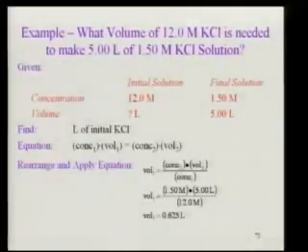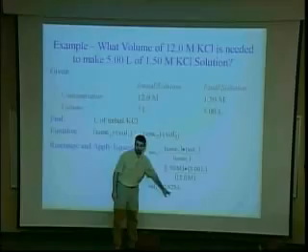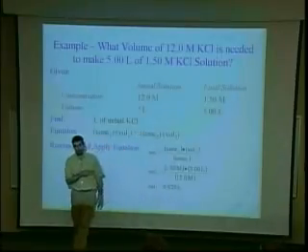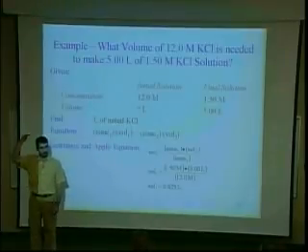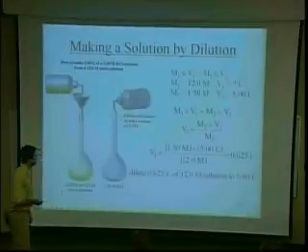So what does that mean? If you now have calculated V1 to be 0.625 liters, how could you make this solution? What do I do? Okay, and then do what? Exactly. That's exactly what you do. You take 0.625 liters of your stock, put it into a container, and dilute it the rest of the way to 5 liters. Okay? Good. So there's what it is.